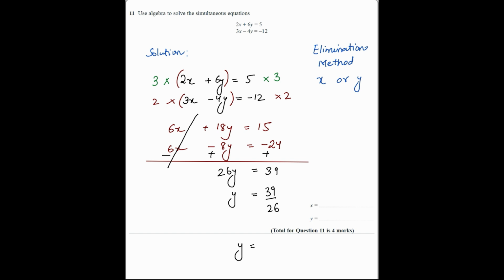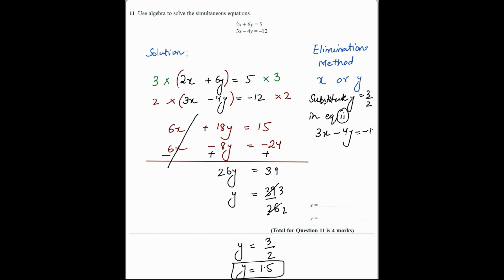So y equals 3 over 2. As we know, 13 into 3 is 39, 13 into 2 is 26. Y is 3 over 2 means y equals 1.5. To find the value of x, we have to substitute y equals 3 over 2 in any of the above equations. So we will use equation number 2, which is 3x minus 4y equals minus 12.